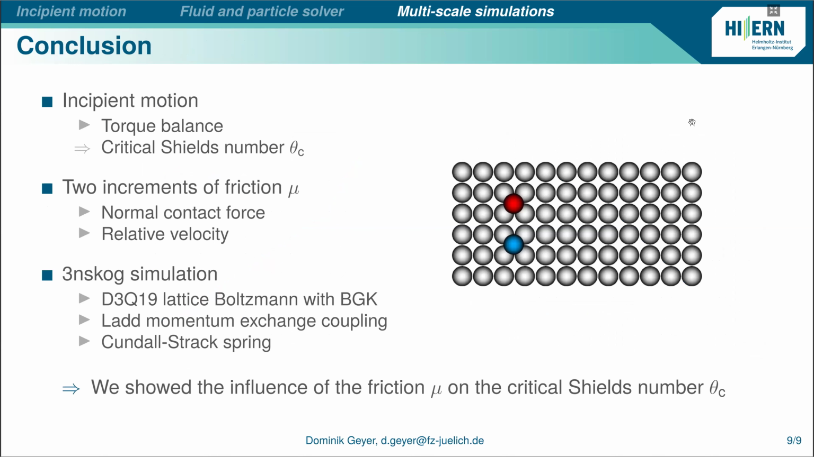To come to my conclusion, I showed you the motion, which was a torque balance on a single particle. Derived from this, you get the critical Shields number. Then two increments of the friction: you have the normal force on the object, and you have the relative velocity between the objects. I did simulations, the source code is ESPResSo, using the lattice Boltzmann coupling and the Cundall-Strack spring. And you can see the setup here. What I showed you was the influence of the friction on the critical Shields number.